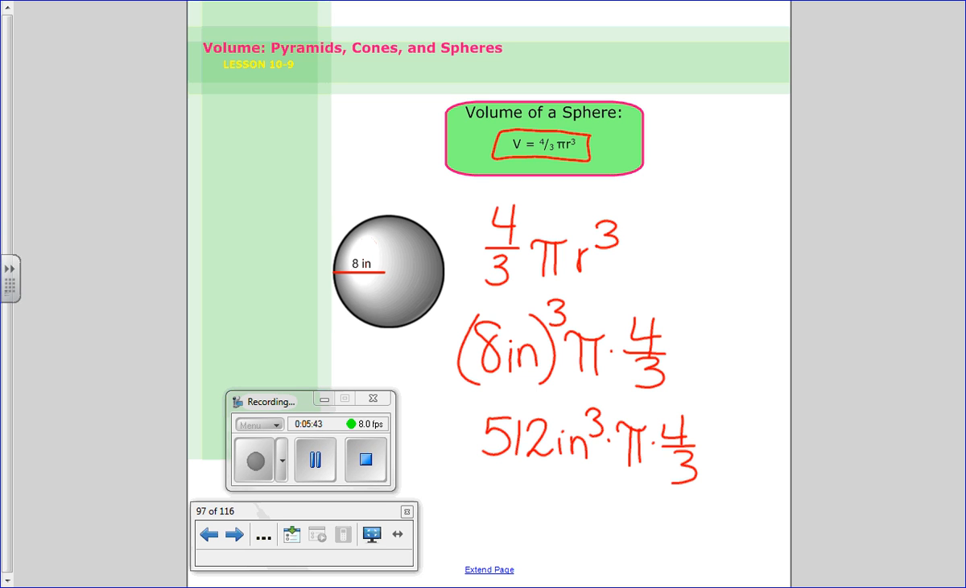Now here's the thing. You can do this in several different ways. You could do 512 times 4/3 and then times it by 3.14. Or else, if you wanted to, you could times that whole thing by 4, then divide by 3. It's up to you.